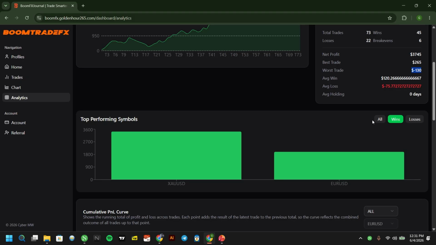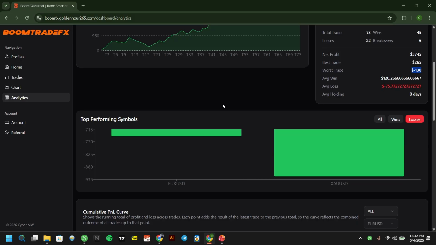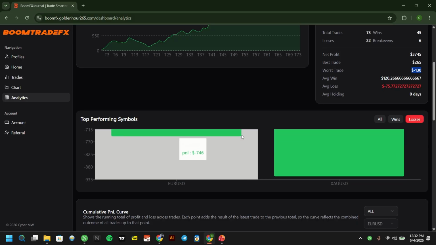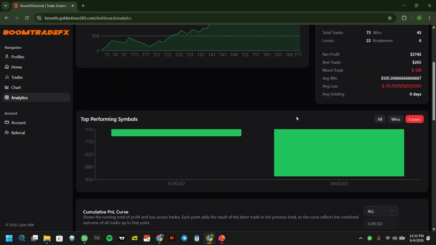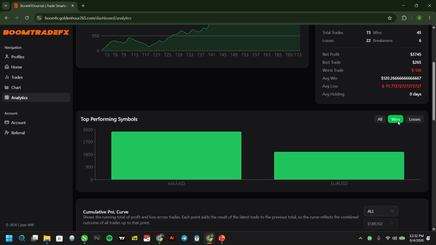For example, the reason why I still trade Euro USD is because of the lesser number of losses. It's easier on my psychology compared to gold. But if my goal were only profit, then I guess I would have only focused on gold straight up. So that's about the top performing symbol section.